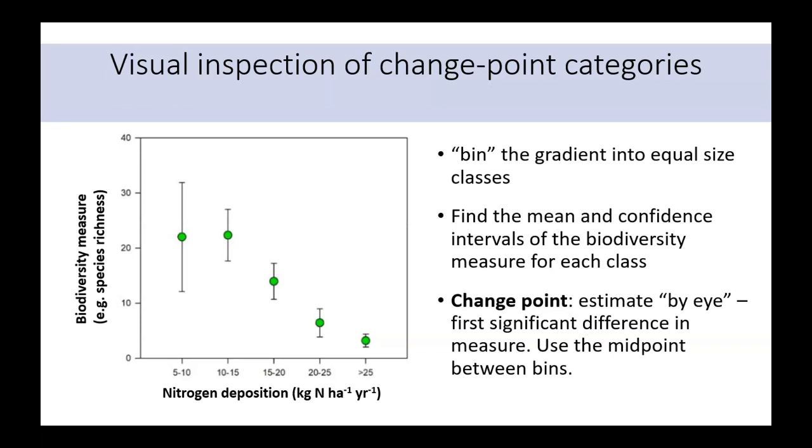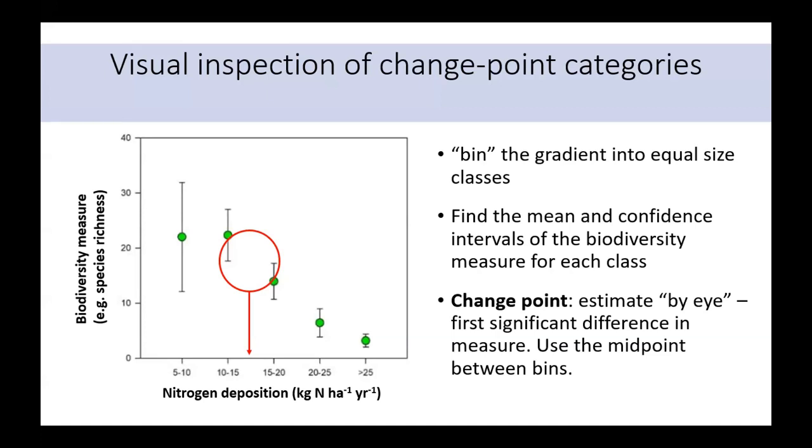The first is a visual inspection of change point categories, just visual inspection. You first bin your nitrogen deposition gradient into equal size classes, and then you find the mean and the confidence interval of your biodiversity measure, so your species richness, for each bin. And then visually by eye, you look and say, where do we see the first significant difference between our biodiversity measures along the gradient? In my generic example here, it would be between the 10 and 15 and the 15 and 20 bin. Because we've binned here, we just take the midpoint between the bins.